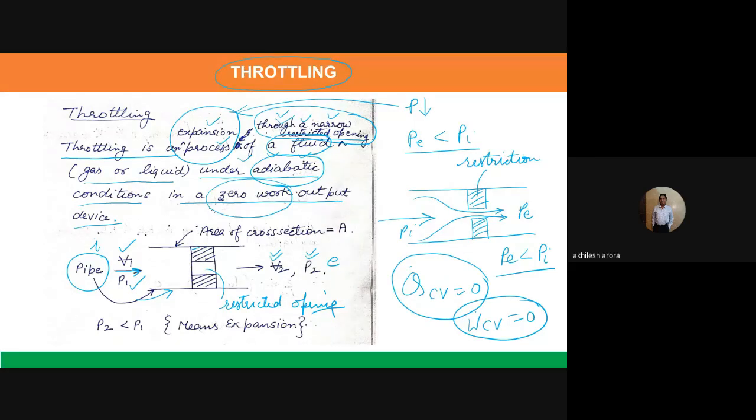I have already told you that the exit pressure will be less than the inlet pressure, meaning there is expansion in this particular case. So I hope the definition of throttling is clear to you. Now let us proceed further. Now we have to apply the first law of thermodynamics for this particular case.